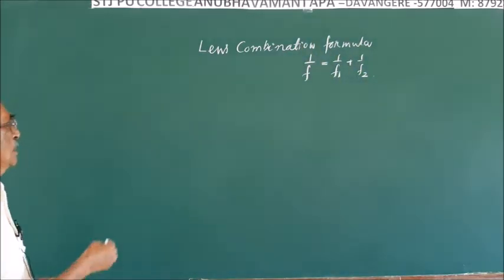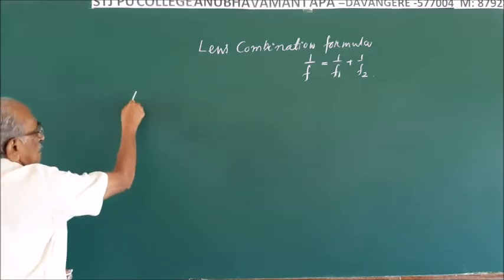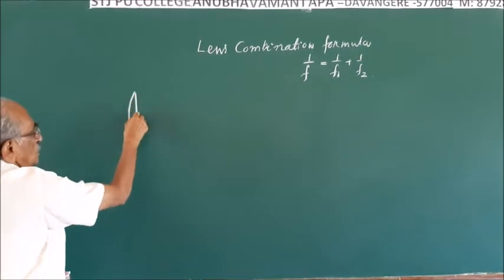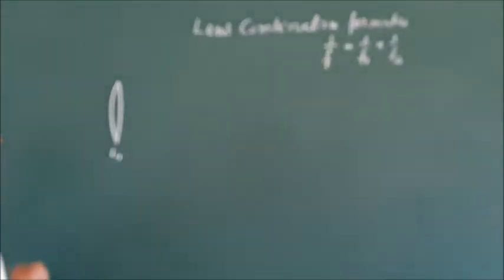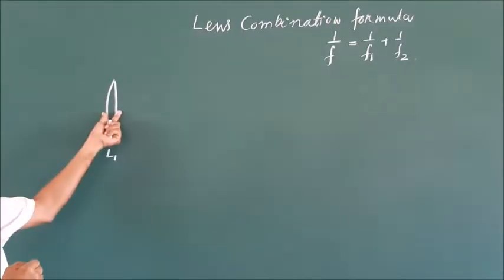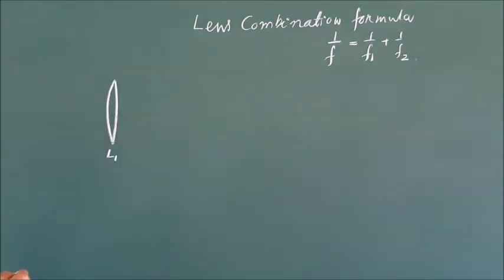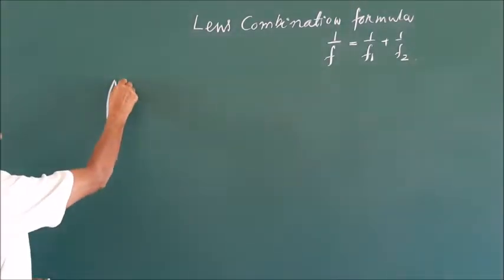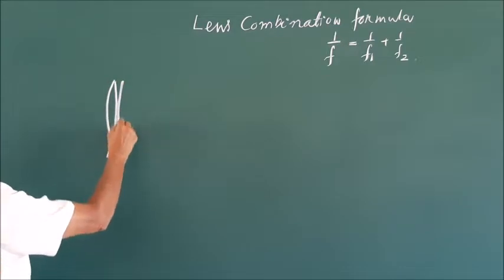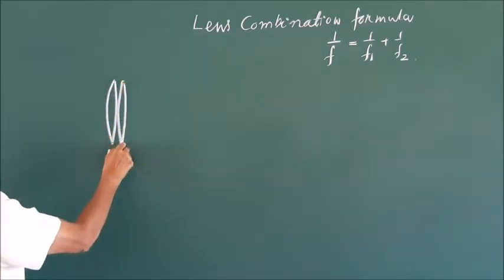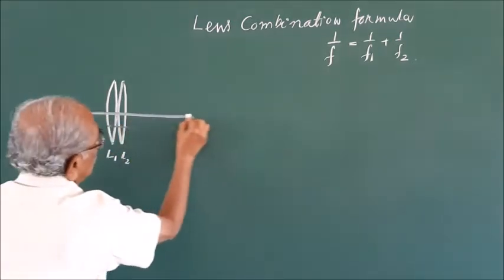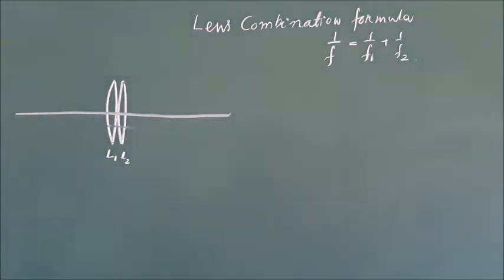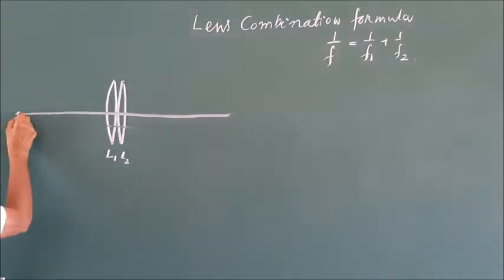Now, I'll consider two thin lenses. Thin lenses means the thickness of the lens is very small compared to its focal length. L1, L2, placed coaxially. Let us suppose O is a point object.